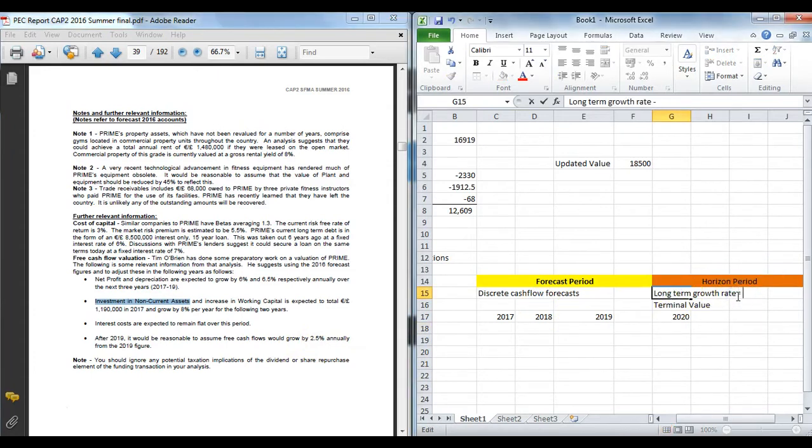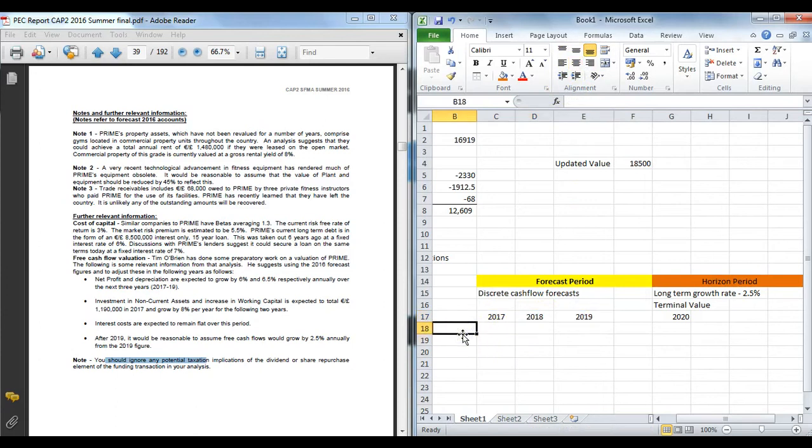It's 2.5%. So you see, they don't go to the bother of forecasting explicitly each element. They just say whatever the free cash flow is in 2019, assume every year subsequent it grows at 2.5%. So it is simplistic, but it's the most realistic in terms of what you can forecast with any degree of accuracy. And you're told you can ignore any tax implications. So that's the first part, is we know what the forecast period is. So let's do our forecast for 2017, 2018 and 2019.